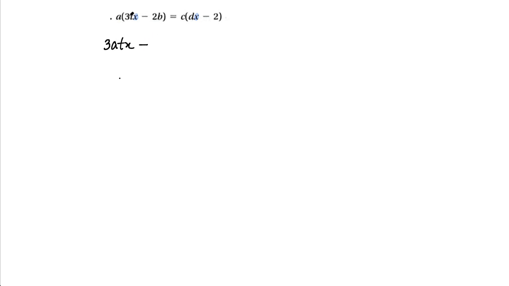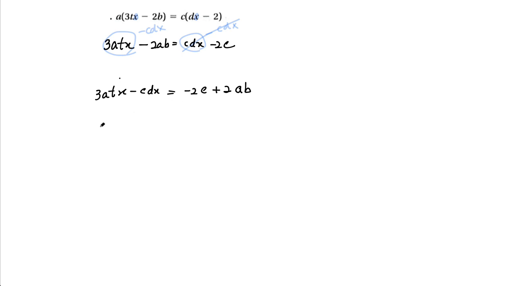3atx, then 2ab, cdx, and 2c. Okay, here are the two terms with x in it. So I'm going to subtract both sides by cdx, minus cdx, to cancel that out. Okay, here's minus 2c. I'm also going to add both sides by that, to bring that as plus 2ab. All right, so if you factor out an x, you get x(3at minus cd).